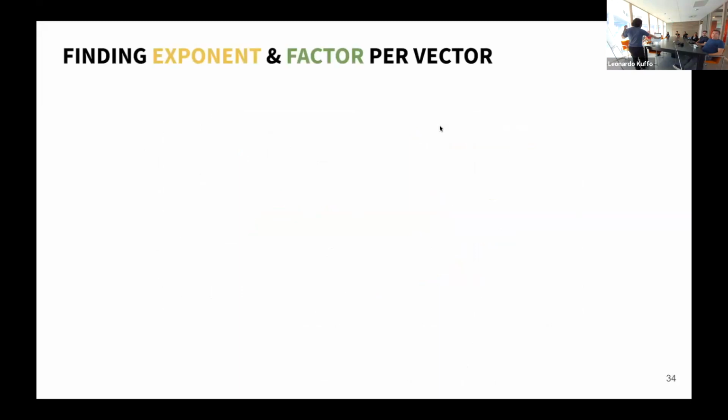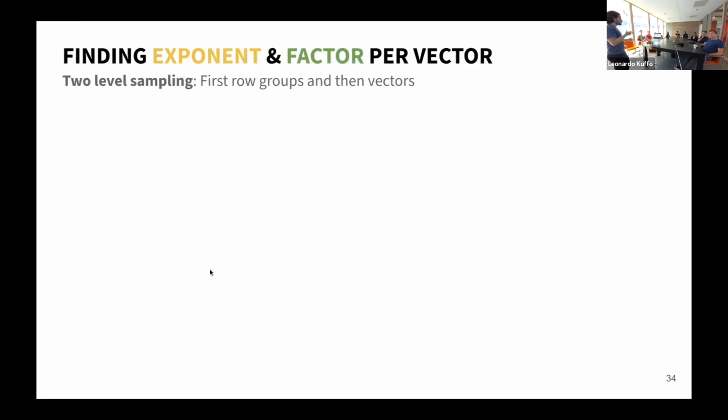So now we go into the kind of boring part. How do we find the exponent and factor per vector? Because right now I have just told you that we use one exponent and factor per vector, but how do we find it? Basically, we do a two-level sampling. In short, we sample the data. We do so in an efficient way because we first sample row groups and then we sample vectors.